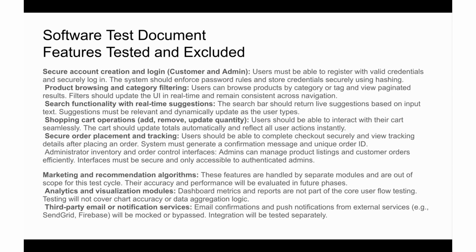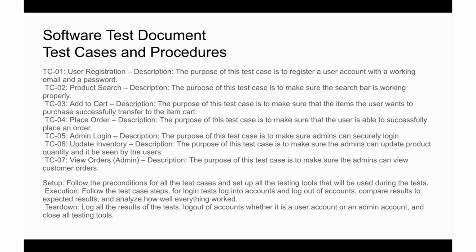The features tested and excluded. The tested were secure account creation and login, for the customer and admin, the product browsing and category filtering, the search functionality with real-time suggestions, the shopping cart operations, which is add, remove, and update quantity, secure order placement and tracking. And then the excluded were marketing and recommendation algorithms, including the analytics and visualization module, and third-party email or notification services.